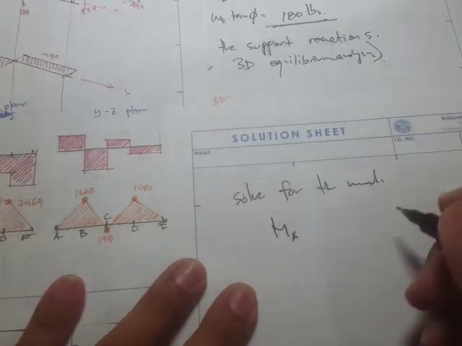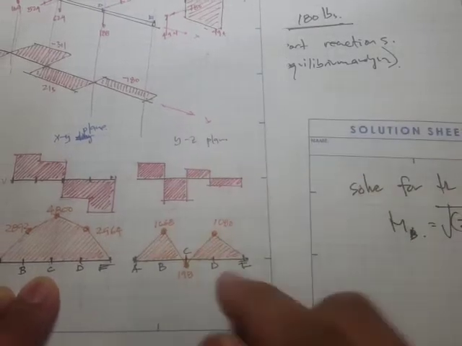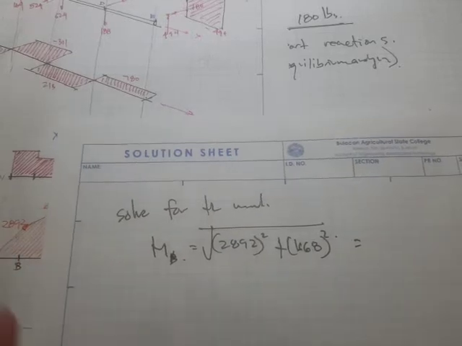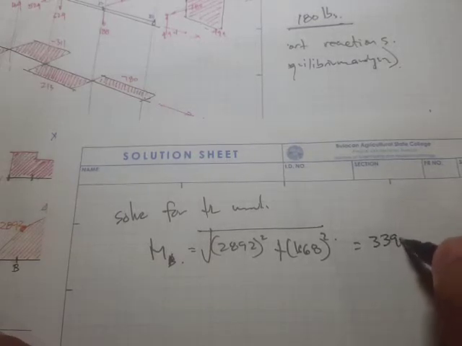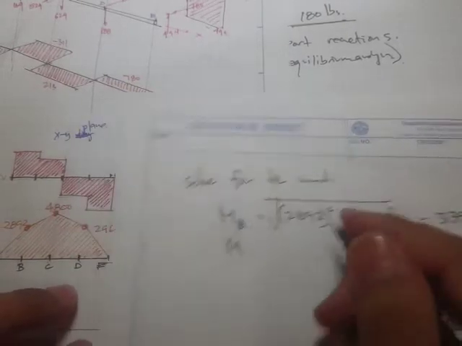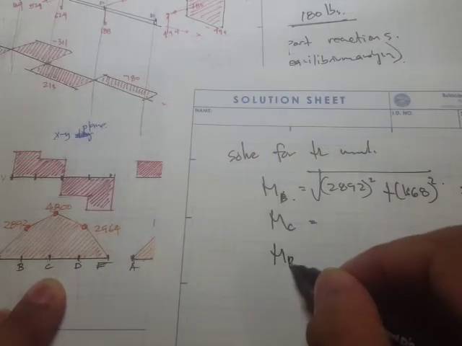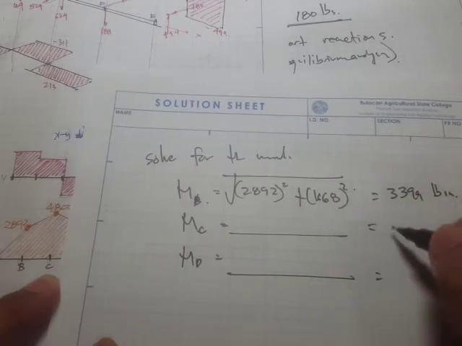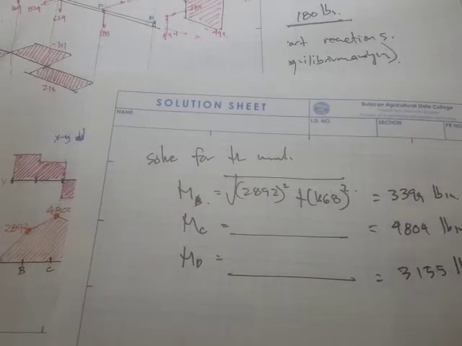So at M is equal to A, or let's say M is equal to B, then we'll take the square root of this. This is 2,892 squared, right? Plus the value at this point, this is plus 1,668 squared. And what we'll get here is 3,399 pound inch. And for M, okay, we can also obtain a value at C, right, and M at D. Okay, so just do the same thing and then you'll get a value of 4804 pound inch, and this one's 3155 pound inch.